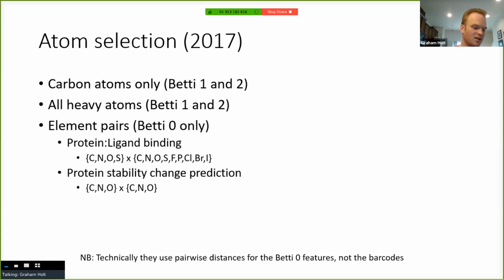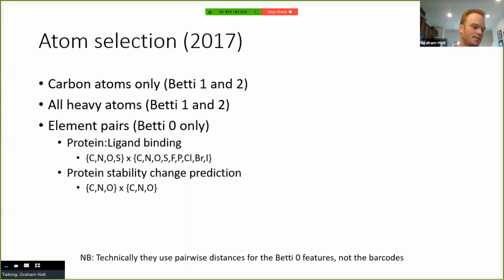As far as I can tell in this paper, they manually select and or take all pairs for protein ligand atoms and then also protein mutant atoms. What I mean by that is they only consider interactions typically between a protein and a ligand if they're trying to learn protein ligand binding affinities, and only between the mutation and the rest of the protein if they're trying to predict the change in stability upon mutation. And I think in general they pick all pairs, and so they'll only look at carbon-carbon bonds or carbon-carbon interactions, and so on and so forth.